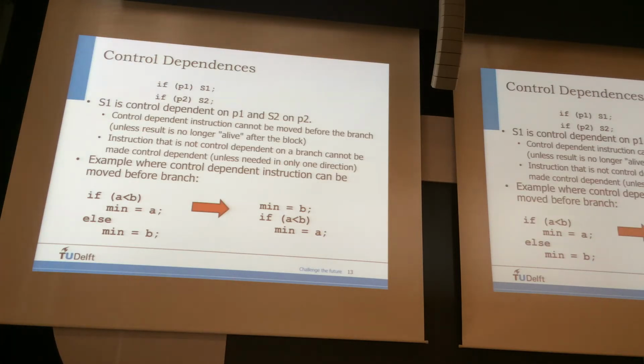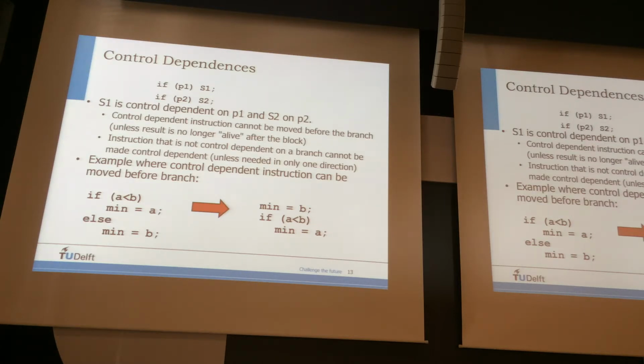Now, that was the story about the data. Now we also have control. And in control dependencies, I have to be careful when I move instructions. Even though they are not data dependent, I cannot move them wherever I want, because they have to stay in the decision block. And any kind of reordering that I'm doing should preserve the evolution of the program.